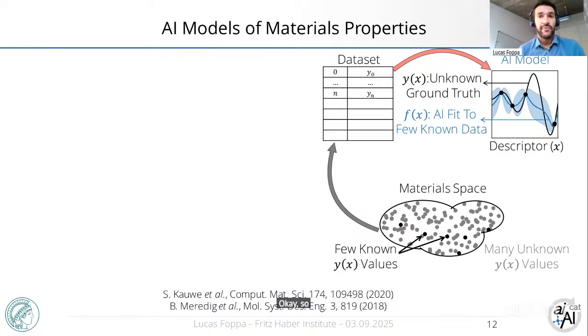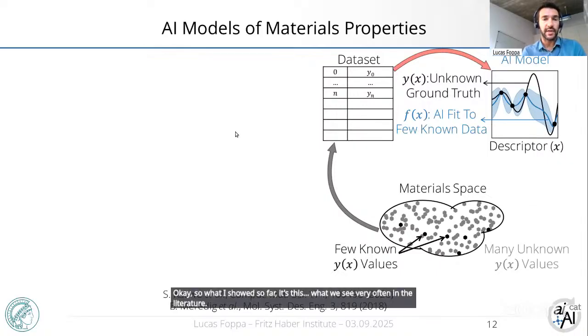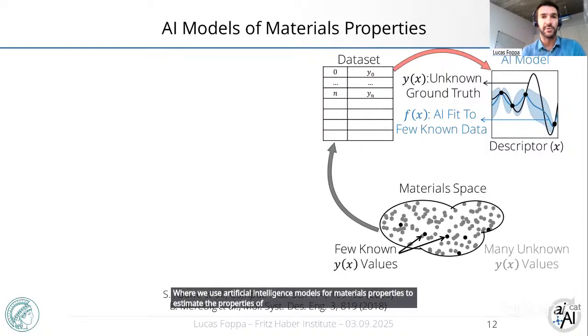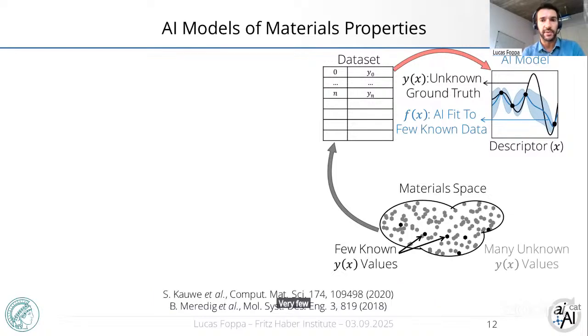Okay, so what I showed so far is what we see very often in the literature, where we use artificial intelligence models for materials properties to estimate the properties of different materials, because we have a large amount of materials and only very few materials for which we know the properties or functions that we are interested in. So this is the situation. We have a huge material space and very few known values of the property or function, these black points here. With these very few values we create a data set, and we train an AI model based on some kind of descriptor in order to describe or approximate this unknown ground truth.